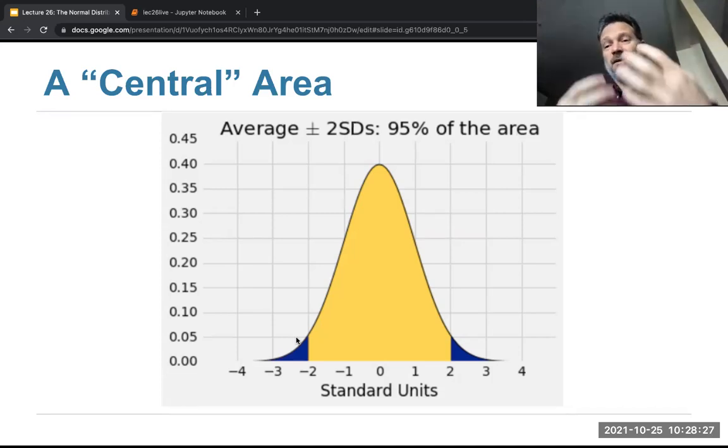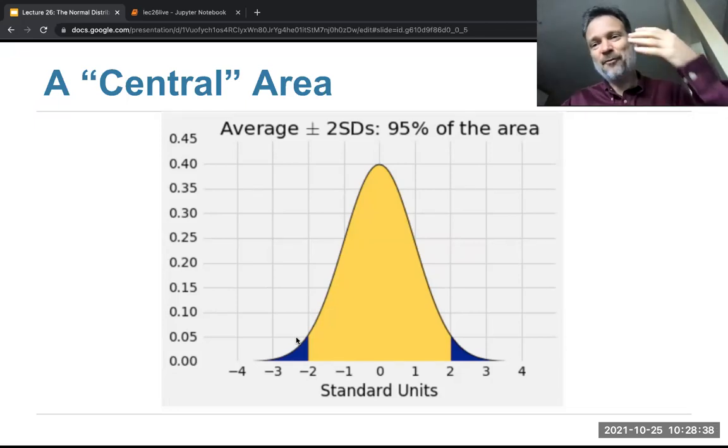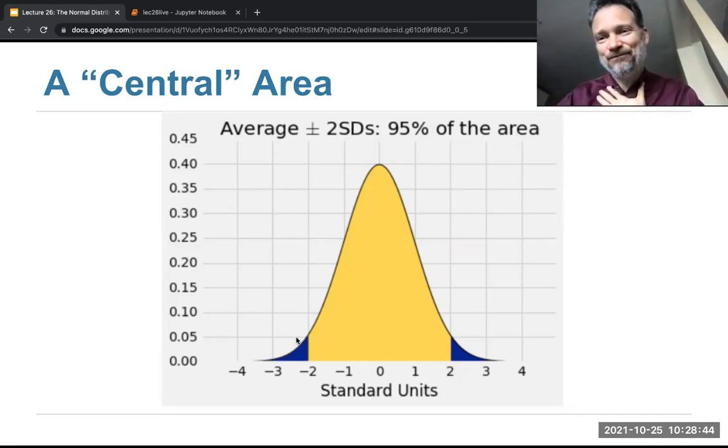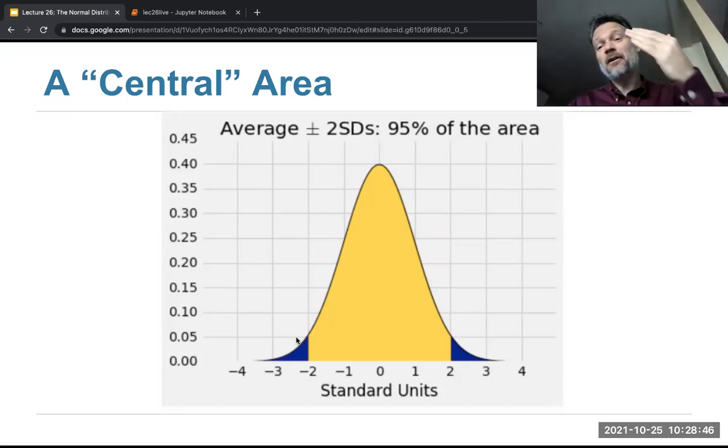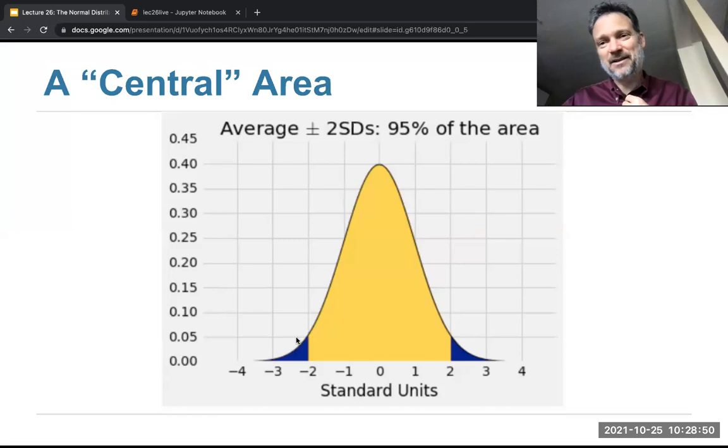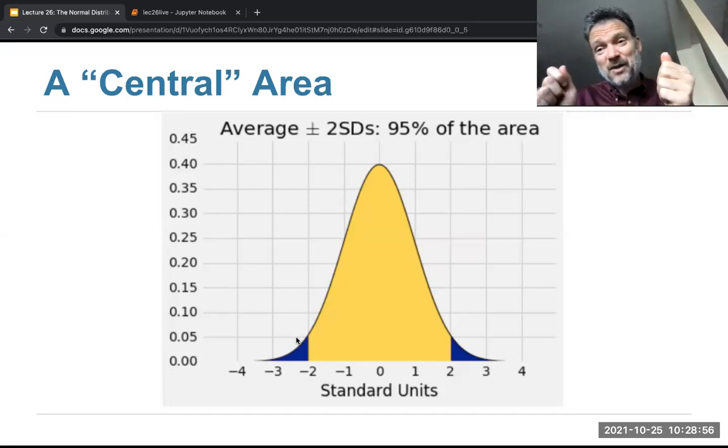When I say that, that's a way of saying how many of the values are larger than the average minus 2 times the standard deviation and smaller than the average plus 2 times the standard deviation. If you were to convert all of your values to standard units, another way of saying that is how many of the values in standard units are between -2 and +2.